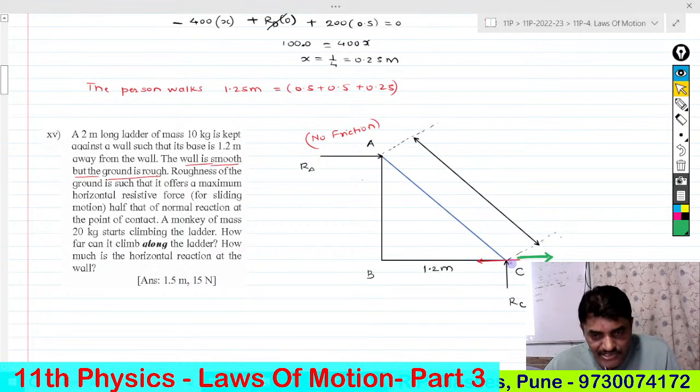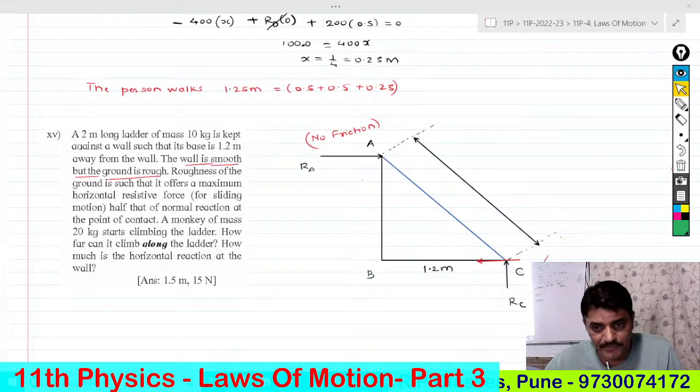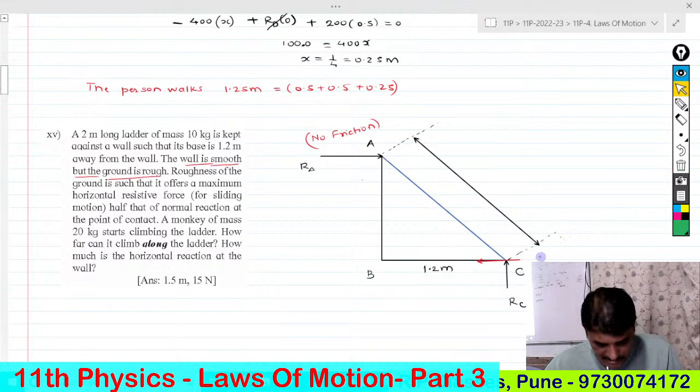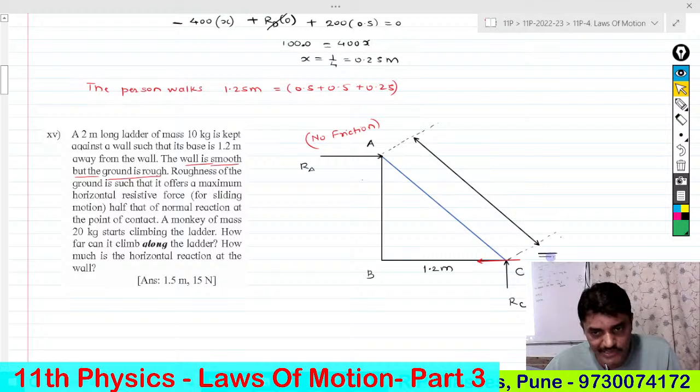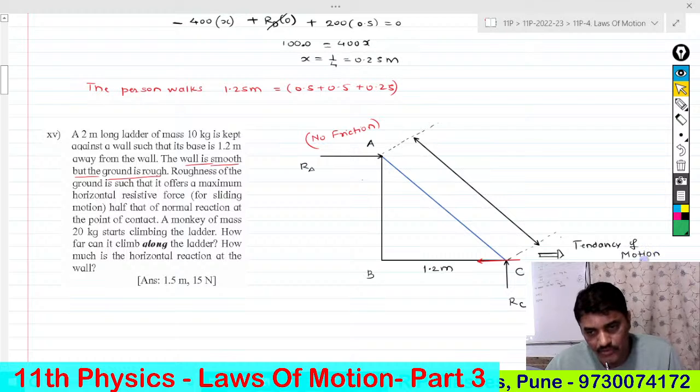So here is the friction. Now this is the direction of motion, yes, as I mentioned here. The tendency of motion is in this direction. This is the tendency of motion. And the friction, as we know, is absolutely in the opposite direction. This is the friction.